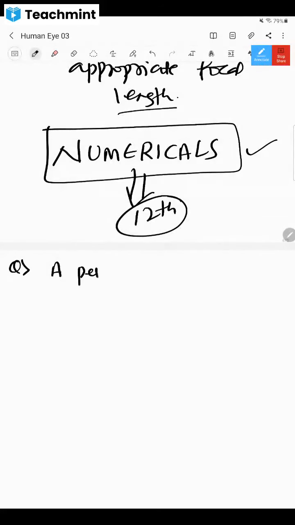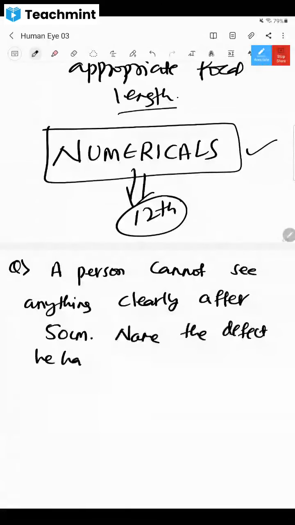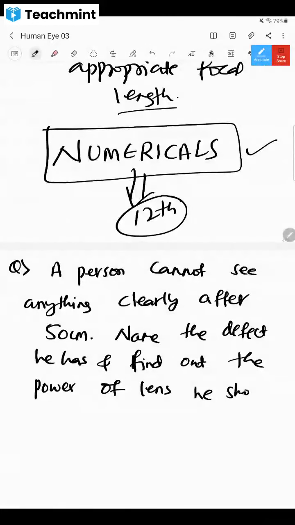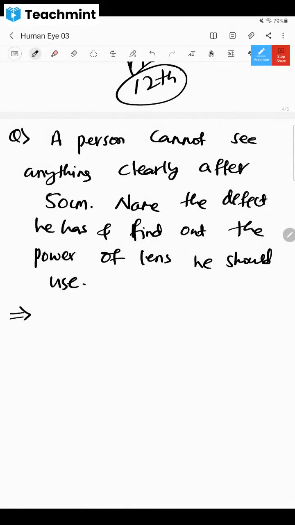Same question. A person cannot see anything clearly after 50 centimeter. Name the defect he has and find out the power of lens he should use. This is not there for exam, that is for sure, but just for your knowledge purpose I'm doing it, because not only book things, but apart from that we do so many other things. They are asking for the defect, which you can easily say, but you have to find out the power of the lens he should use.